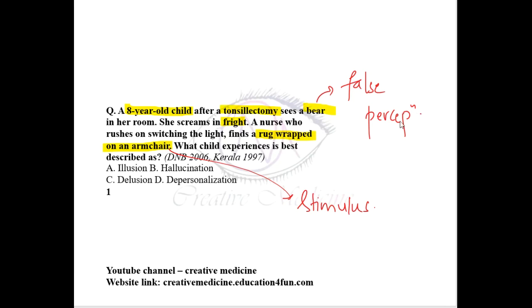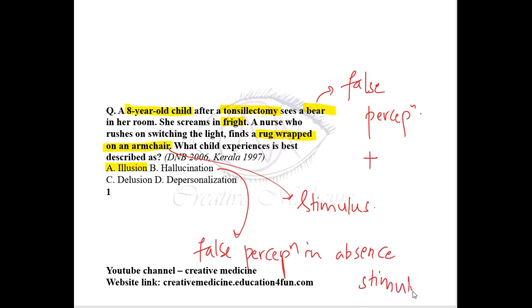So this false perception in the presence of a stimulus is called illusion. False perception in the absence of a stimulus is hallucination. Delusion is a false belief which is strongly believed by the patient.